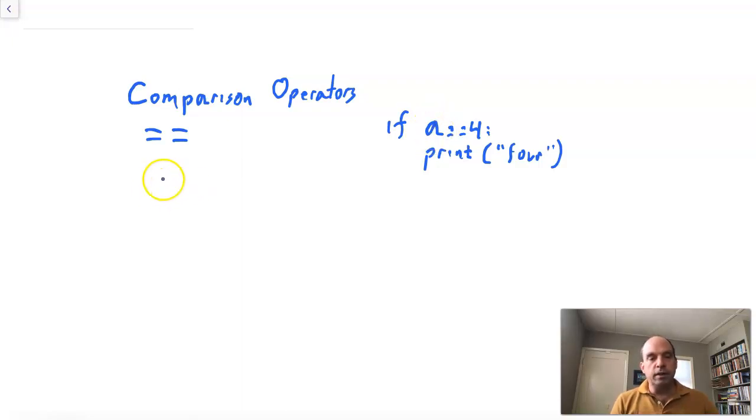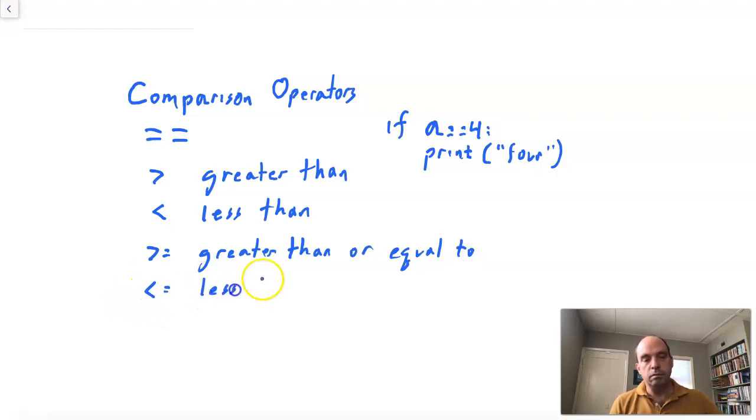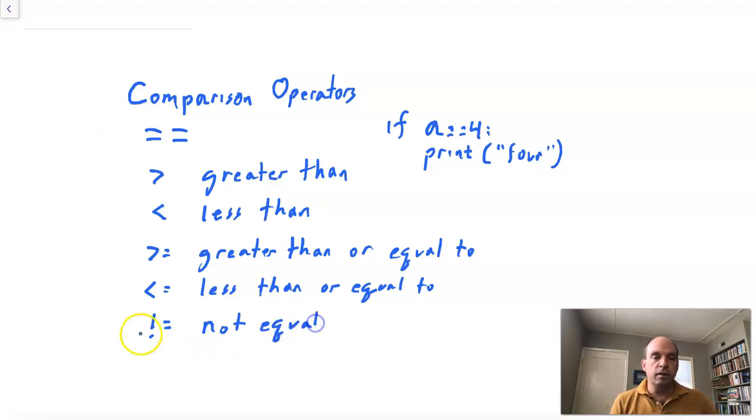But there are other common comparison operators. We have greater than, less than, greater than or equal to, less than or equal to, and not equal. These are the basic numerical comparison operators, but they don't just work on numbers. For instance, we can compare A as a character to B, and we find that A is less than B. So we could use that to do some alphabetical sorting.